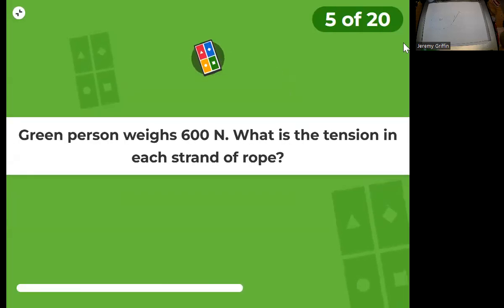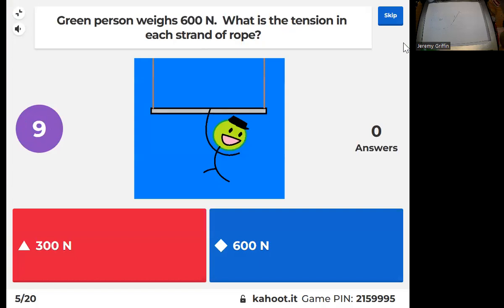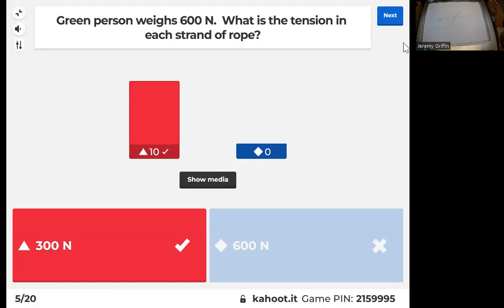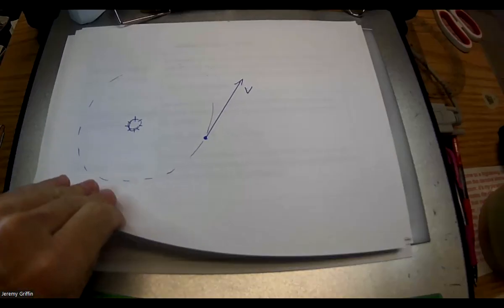All right, so guy weighs 600 newtons. What is the tension? Each strand, you guys see 2 vertical strands of rope? See those 2 brown ropes? Now he weighs 600 newtons. What's the tension in each strand? Oh yeah, everybody getting it. All right, now I'm gonna flip over because I want to elaborate on this a little bit more. All right, so everybody got that one.